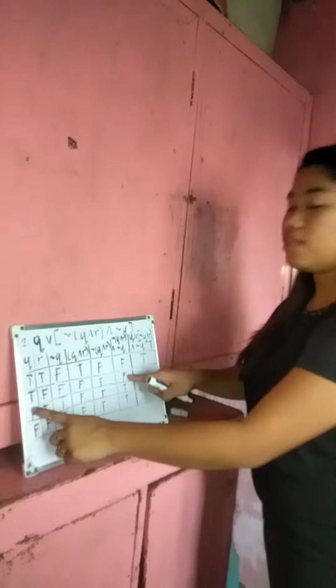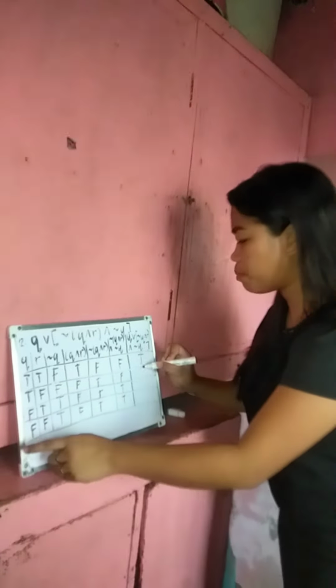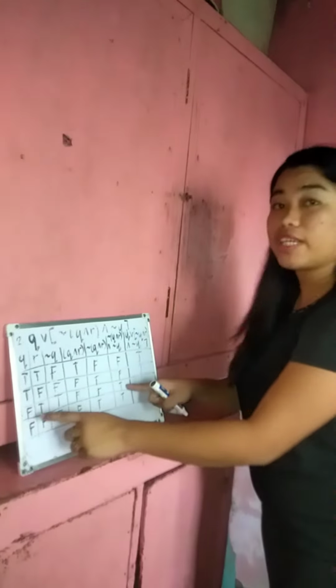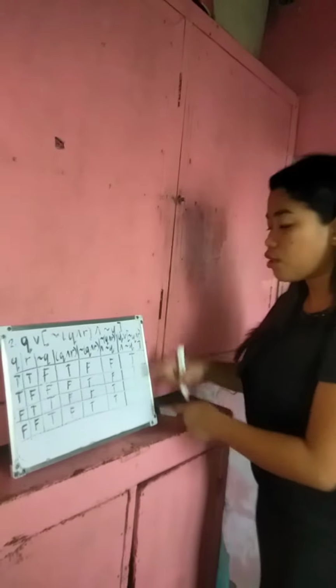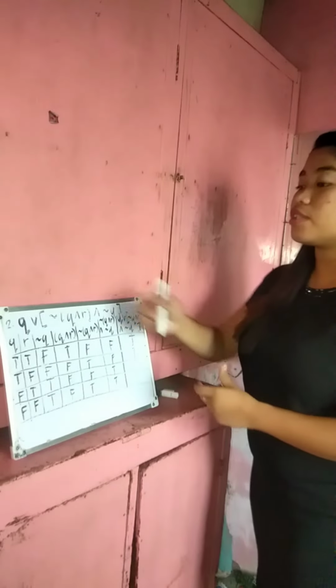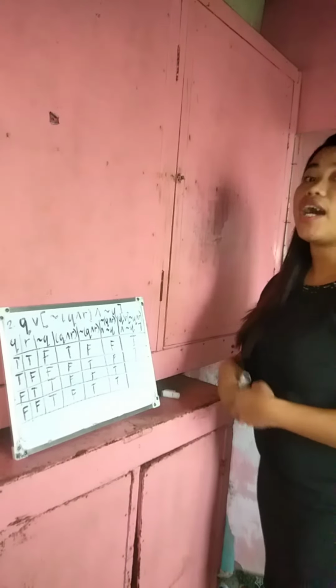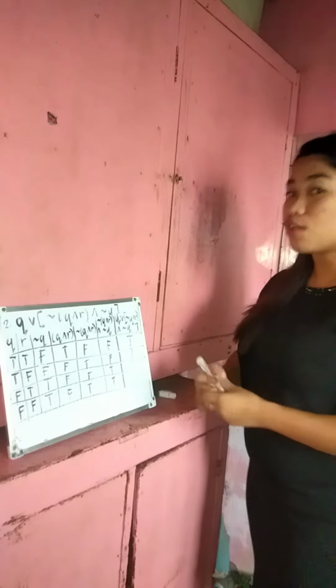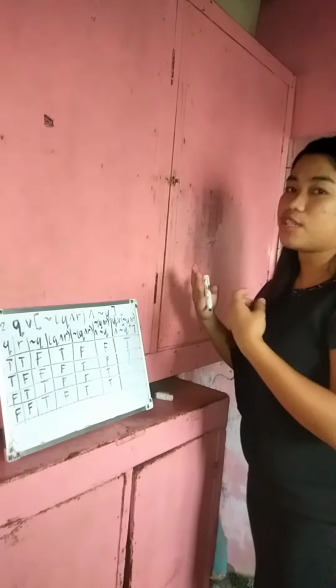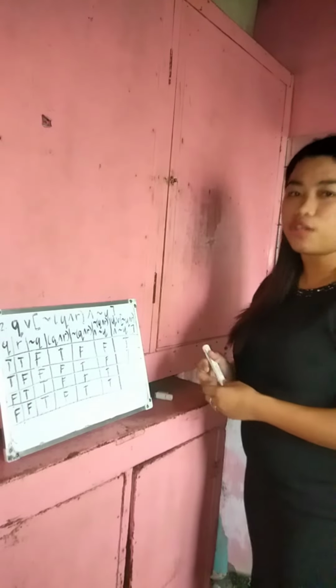And this one has one true, so this would be true. And one statement is true, so this would be true. And one statement is true, so this would be true. So since all of these are true, the entire statement is a tautology. Okay? And a tautology is a statement that is always true. So this one is a tautology.